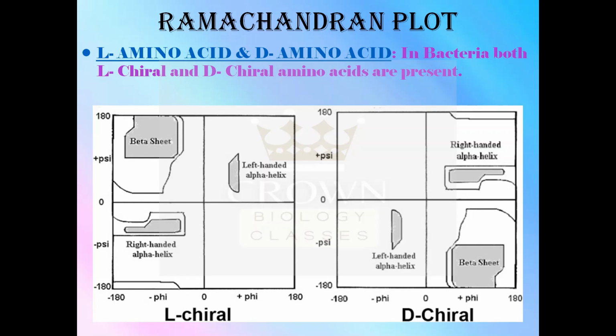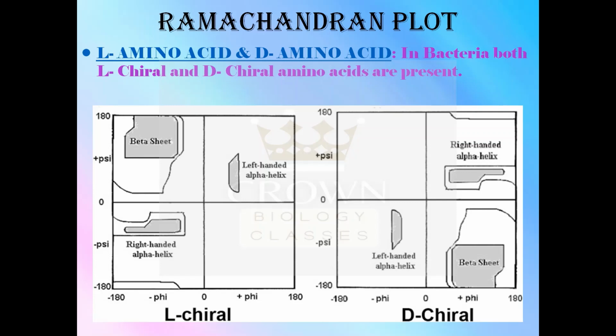L amino acid and D amino acid. L and D mean levorotatory and dextrorotatory respectively. L amino acid means one which rotates the plane polarized light towards the left, and D amino acid means one which rotates the plane polarized light towards the right. In bacteria, both L-chiral and D-chiral amino acids are present. So what does the term chiral mean? When a carbon atom is bound to four unique groups, it creates a chiral center, also known as a stereocenter. In bacteria, both kinds of amino acids are present, but in humans only L-chiral amino acids are found.